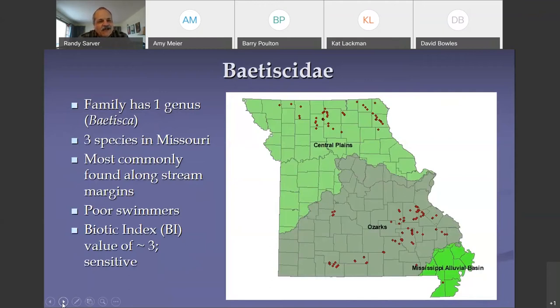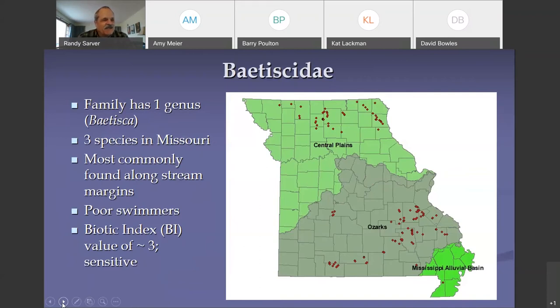If you remember what they look like, they're not very good swimmers. They're kind of compact and not designed to swim well. So they are found most commonly, especially when they're more mature, along the edges of the stream and stream margins. The interesting thing about them is they are sensitive though. On the biotic index scale, which I think we explained last time in the beginning presentation, 0 is the most sensitive and 10 is the most tolerant. On this scale, this is a 3, which is considered sensitive. You can see there are populations up in northern Missouri, the red dots on the map, in the Ozarks, and there's even a dot down in the Mississippi alluvial plain, or commonly called Bootheel.